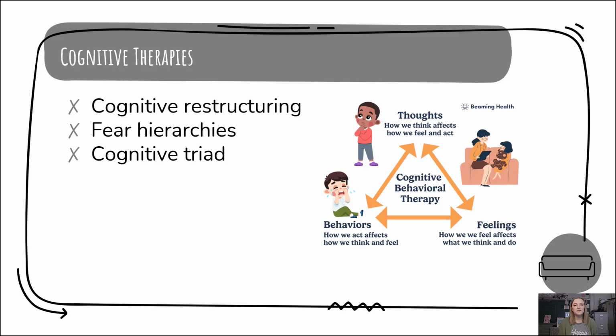Finally, cognitive therapies are going to address the cognitive triad. The cognitive triad is a concept in cognitive therapy that describes 3 types of negative thoughts that are common in depression. We've talked about this in our last video. Negative views about ourselves, the world, and the future. These negative thought patterns reinforce each other, creating a cycle of depressive thinking.